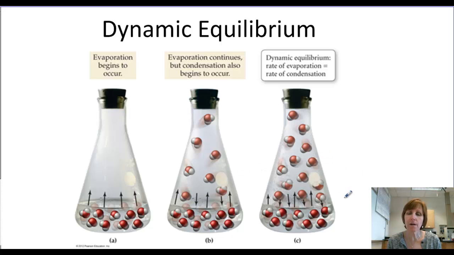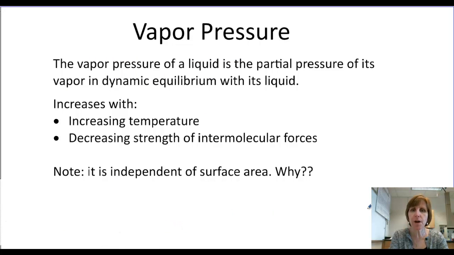When the rate of change from liquid to gas is the same as the change from gas to liquid, we've reached dynamic equilibrium. Now this is important from the perspective of vapor pressure. So vapor pressure is defined as the partial pressure of the vapor, so the gas phase, that's in dynamic equilibrium with its liquid. This will increase, so you can have a higher vapor pressure when the temperature becomes higher, or if you decrease the strength of the intermolecular forces.